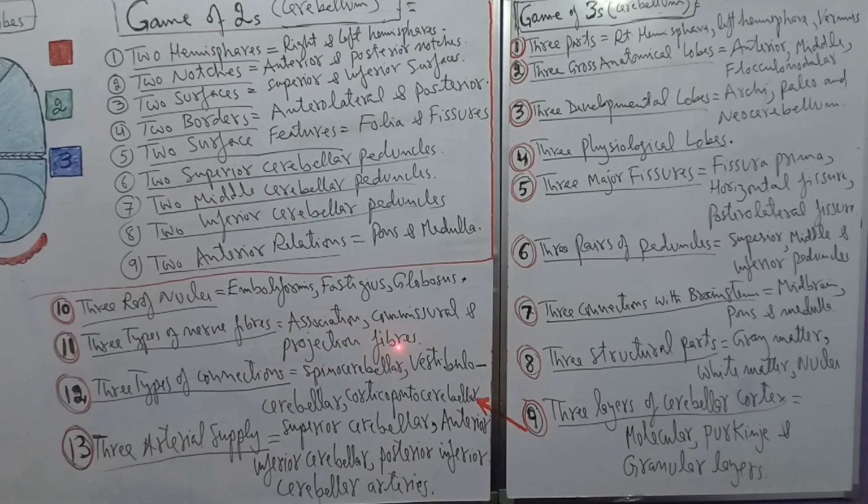Then there are three types of nerve fibers in the cerebellum, that is association fibers, commissural fibers, and projection fibers. And there are three types of connections as we discussed with the physiological lobes, that is spinocerebellar, vestibulocerebellar, and corticopontocerebellar connection. Each cerebellum has three arterial supply, that is pair of superior cerebellar arteries, anterior inferior cerebellar arteries, and posterior inferior cerebellar arteries. So these are game of 2s and game of 3s regarding cerebellum.